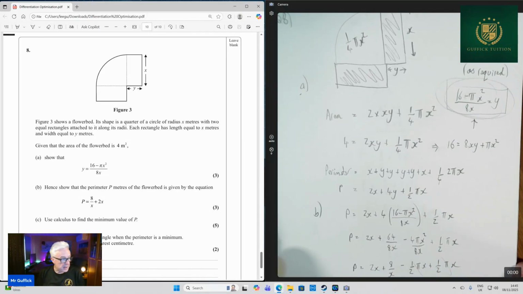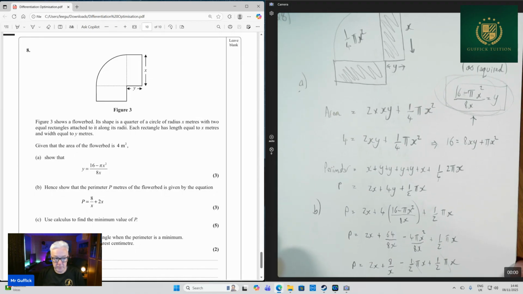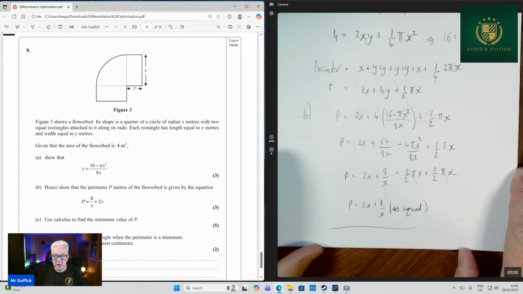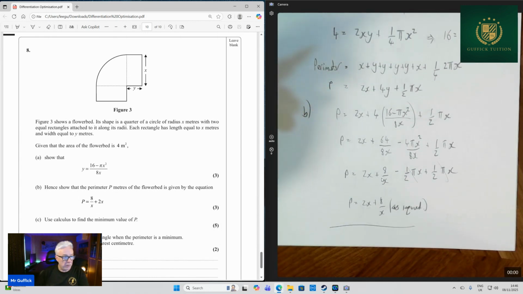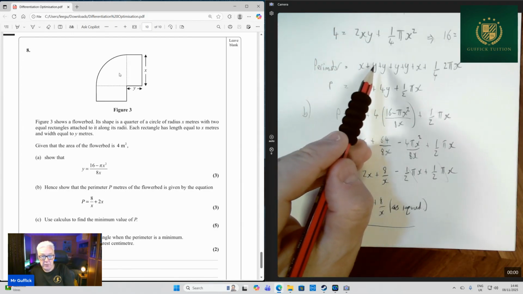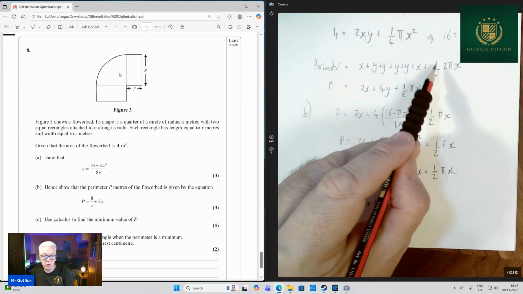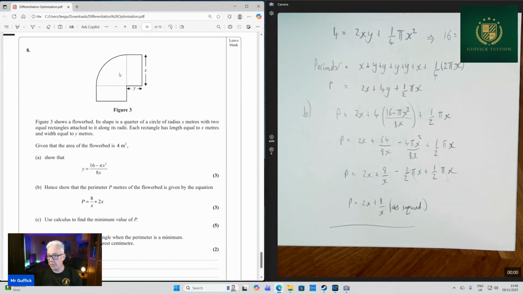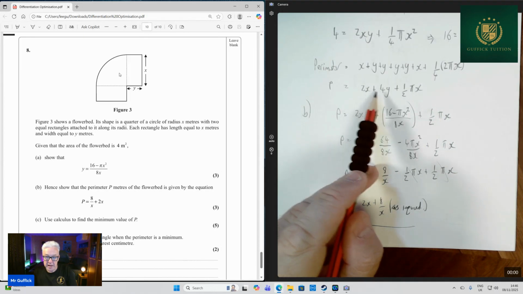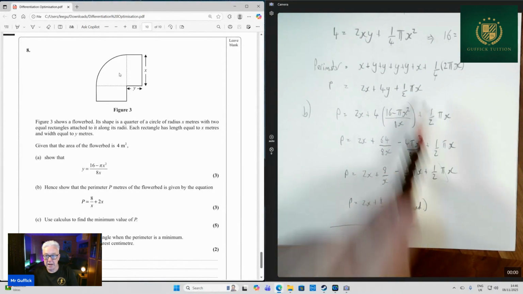Now, part B, this is where this question's very, very similar to what they've done before. It says, hence show that the perimeter, P meters, of the flower bed is given by that equation. So let's find an expression for the perimeter. So what have we got for the perimeter? We have got x add y, add another x, add another x, add another y, add another x, and a quarter of the circumference, which is 2 pi x. So that comes to 2x add 4y add a half pi x.